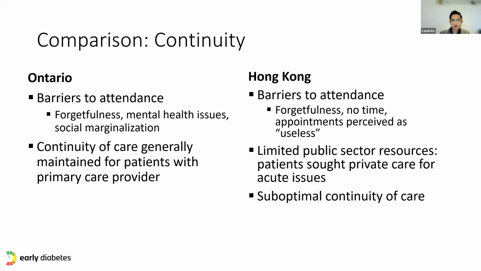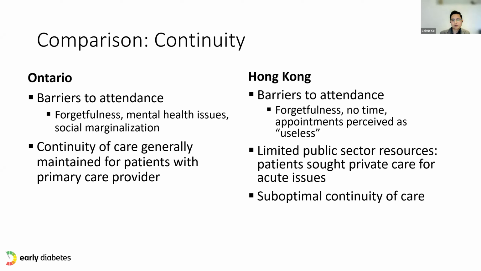Continuity. So barriers to attendance are, similar, I would say, between both places. People forget about their appointments. They don't think it's useful. The mental health issues. But in Ontario, I would say people generally follow up with the same primary care provider if they have one. In Hong Kong, there are challenges to staffing and the healthcare workforce and the HA.